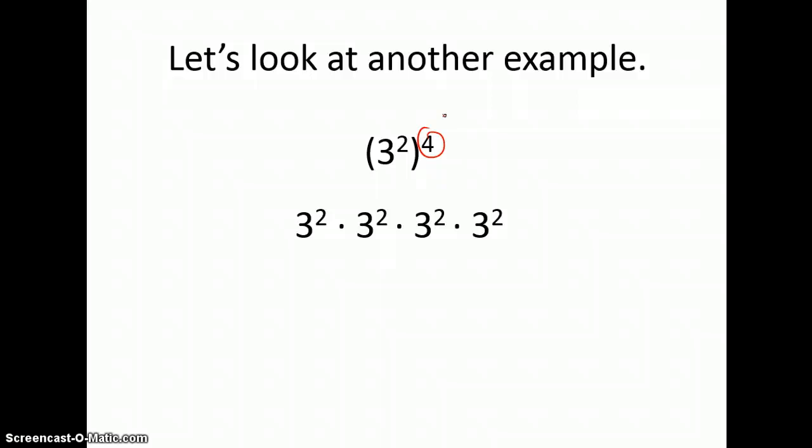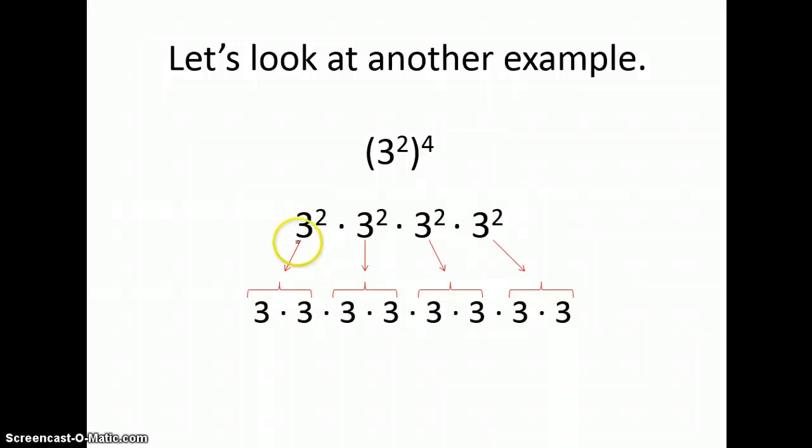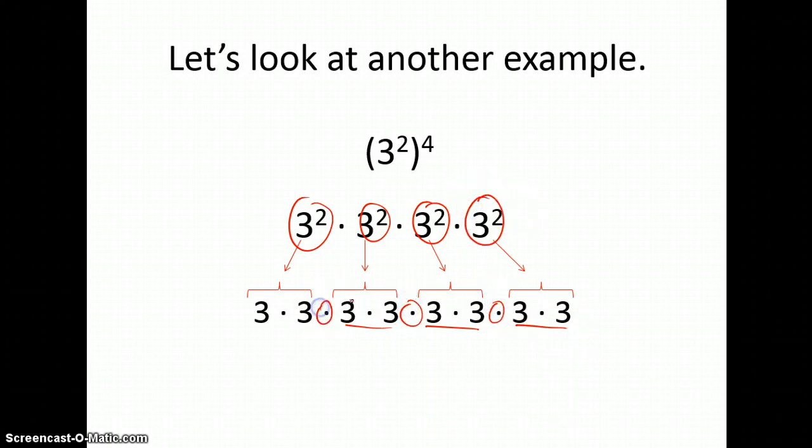So, let's expand this. Each of these 3 to the second powers needs to be written out as 3 times 3. So, 3 times 3 takes care of this one. 3 times 3 here takes care of this exponent. 3 times 3 here takes care of this exponent, and 3 times 3 here takes care of this exponent. Note, I am multiplying them all together because when I raise something to a power, the exponent tells me how many times I need to multiply that base.